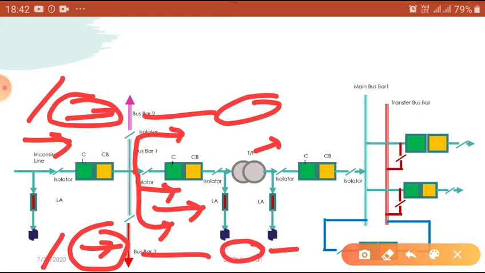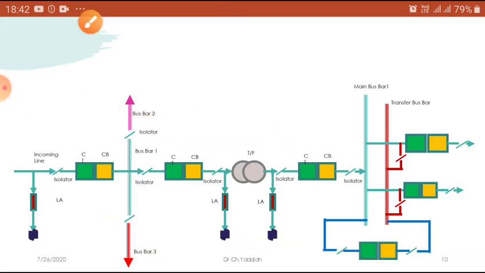Under that condition, I am going to use one isolator. That isolator is placed in the bus, so it is known as a bus side isolator. It is an isolator placed in between two separate buses. We can also say it is a bus coupler. So here I used this one. This type of isolator is known as a bus side isolator.